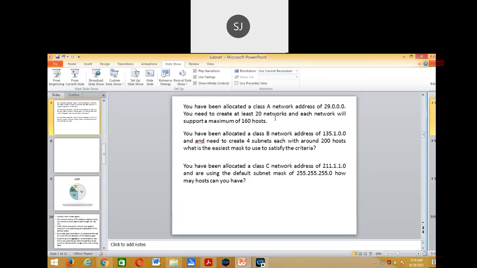Now, a class A network is given to you. Once you say class A network, how many bits are allocated for network ID and how many bits are allocated for host ID? Please work it out. I am asking the number of bits. How many bits are allocated for network ID? How many bits are allocated for host ID?